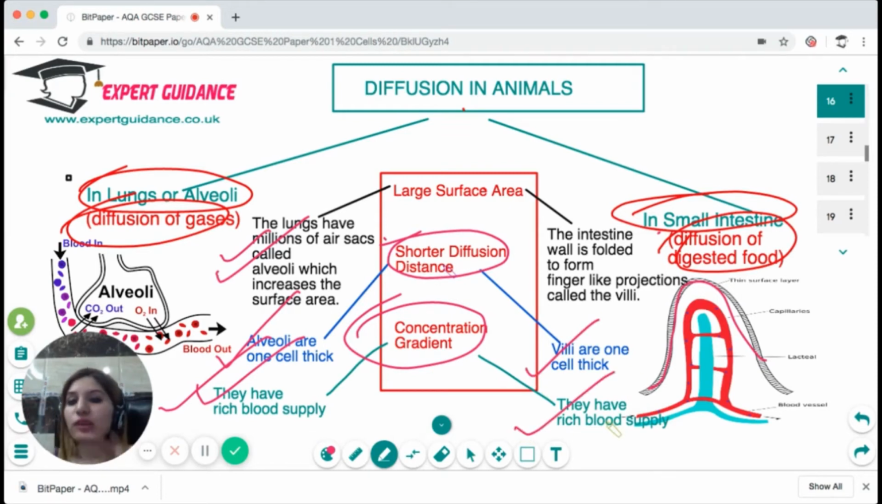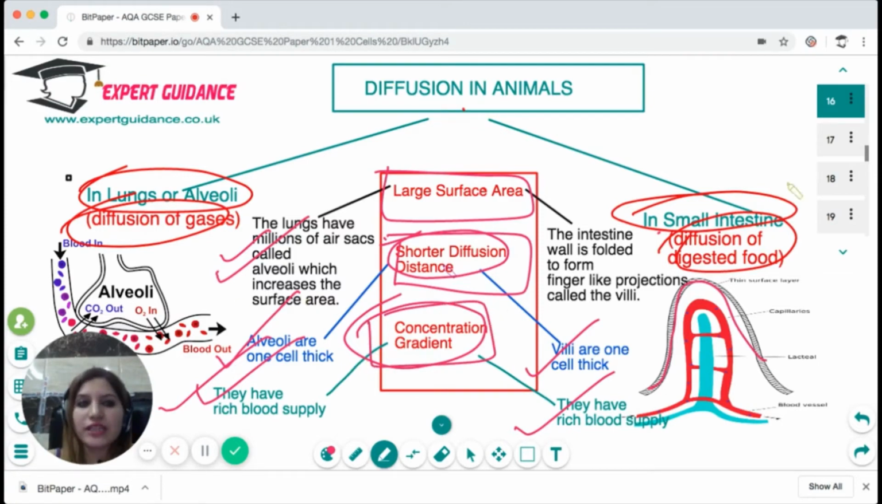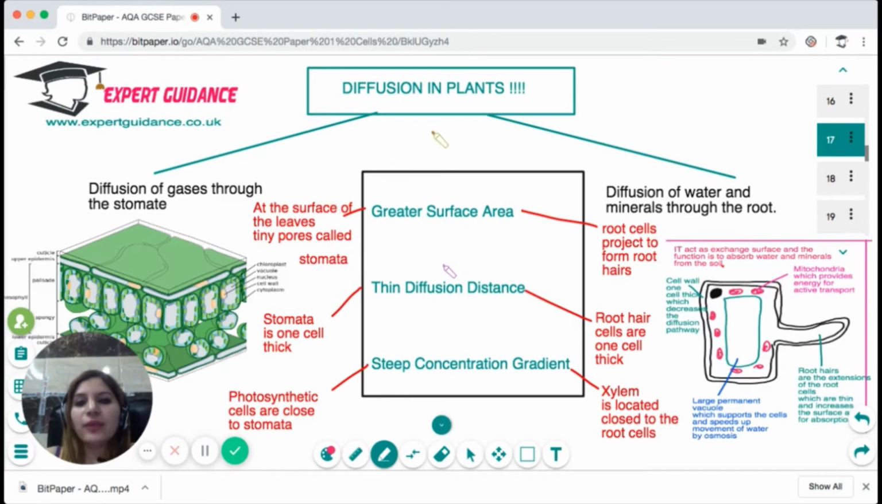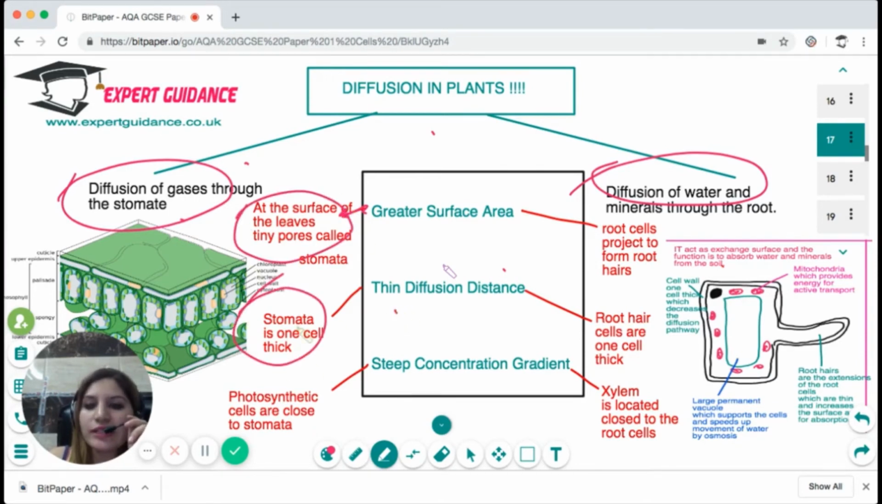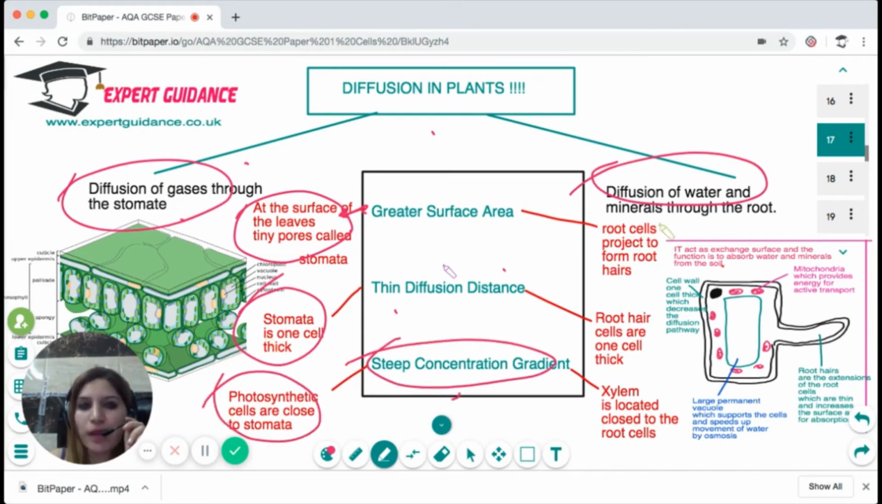So if this question comes in the exam, what are the adaptations? You need to talk about all these three factors: how the largest surface area is maintained, how the diffusion distance is maintained, and how the concentration gradient is maintained. Now, examples of diffusion in plants are diffusion of gases through the stomata and diffusion of water and minerals through the root. Stomata have a greater surface area because they have tiny pores. For a thin diffusion distance, they are one cell thick, and for a steep concentration gradient, photosynthetic cells are close to the stomata.